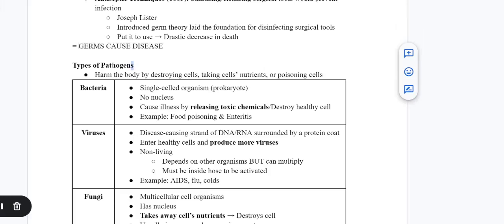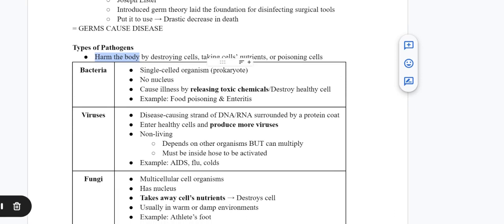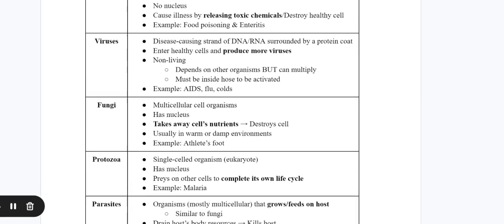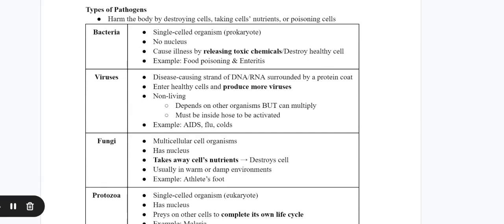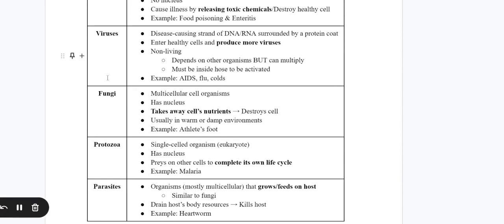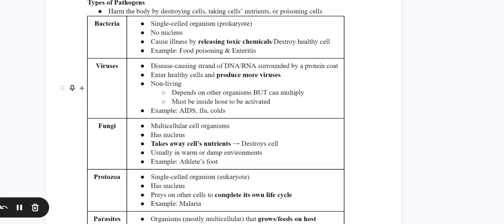Look at the different types of pathogens. So, what are pathogens? These types of pathogens, all of them, harm the body. They're not good for the body, and they do this through different functions. Some destroy cells, some take out the cell's nutrients, and some actually poison them. There are five types of pathogens: bacteria, viruses, fungi, protozoa, and parasites.